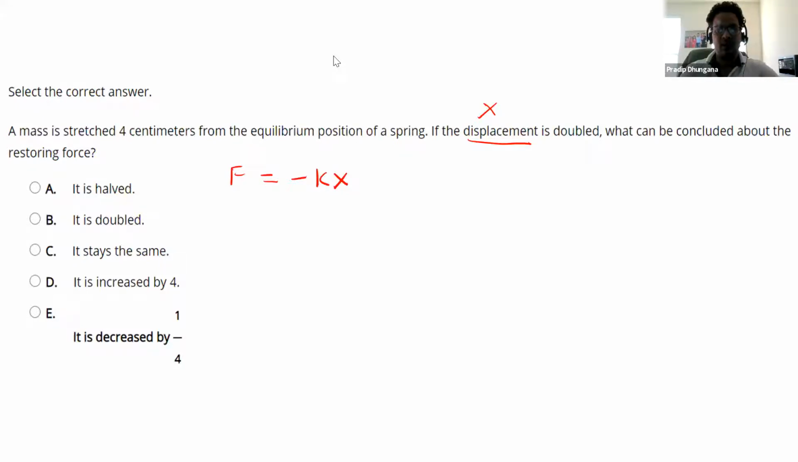Okay, let me end polling. Most of you have answered it correctly. Thank you very much. I really appreciate it. The correct choice is it is doubled, and that is B. So force is directly proportional to displacement. If displacement is doubled, force is doubled. If displacement is tripled, force is tripled. So in this case, displacement is double means force is also double. Now let's go to the next question.